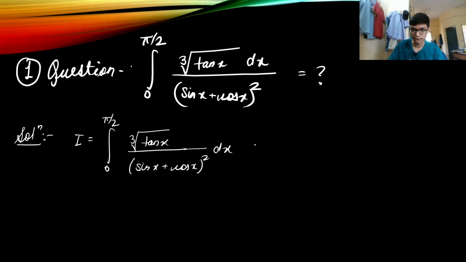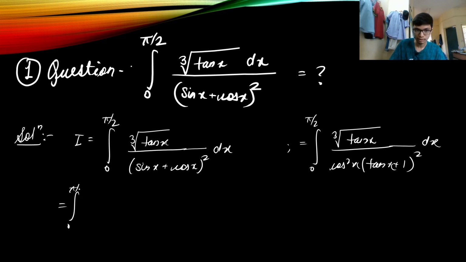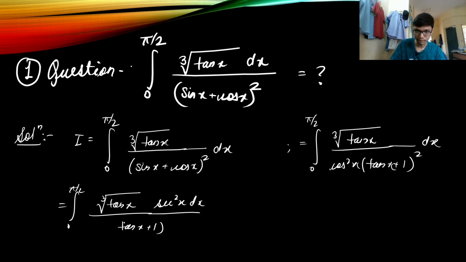So how to approach this question? This integral can also be expressed as cube root of tan x divided by, if I take cos common out of the bracket, I will be left with tan x plus 1, so that becomes cos square x into (tan x plus 1) whole square, dx. If I take this cos square to the numerator, the integral becomes 0 to pi by 2 of cube root of tan x into sec square x dx divided by (tan x plus 1) whole square.